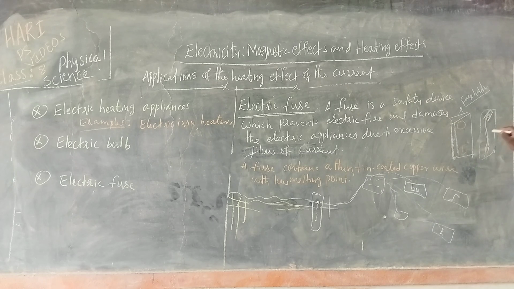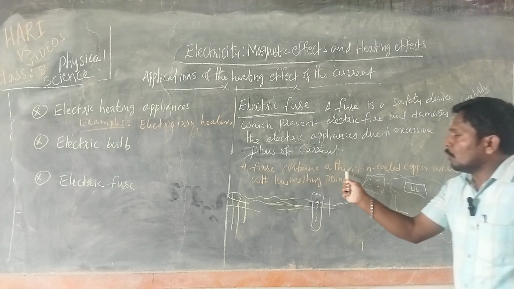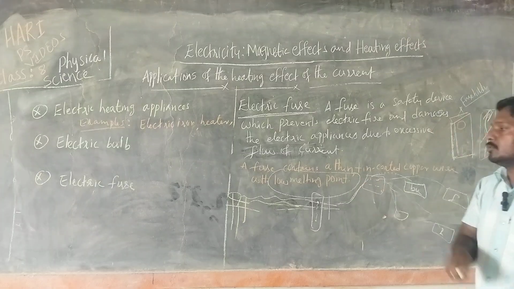If excess electric current is passed, then what will happen here? The fuse wire breaks down due to its low melting point.